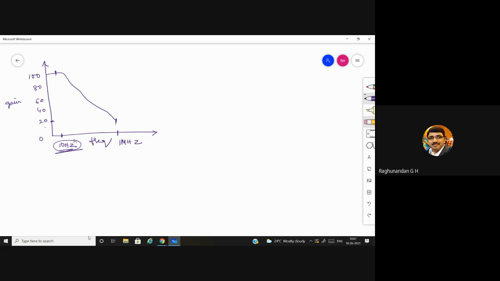So around 100 hertz we will be getting 80 decibels. Then around 1 kilohertz we will be getting around 60 dB. So like that, you can observe. It is going to decrease its gain when you are increasing the frequency. This occurs because of the slew rate problem. The output cannot follow the input because of the rise in frequency.